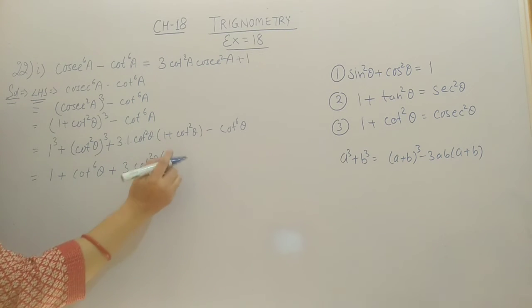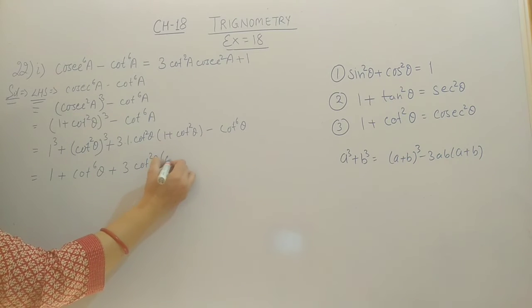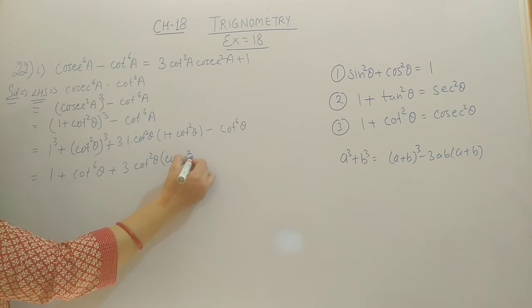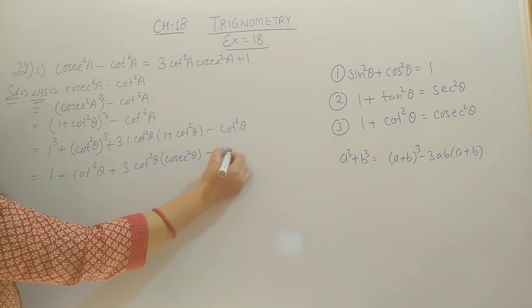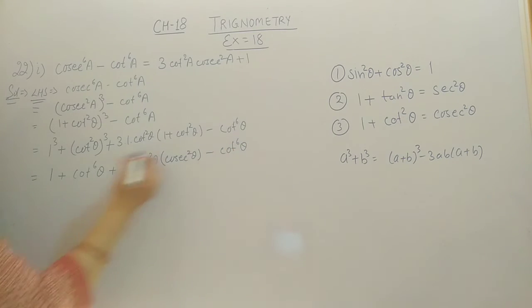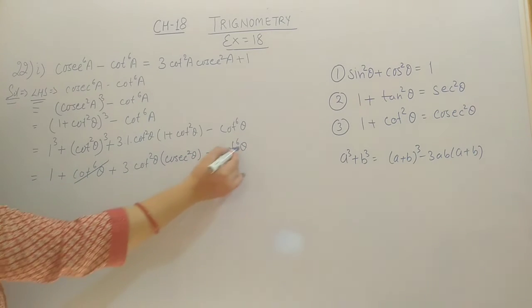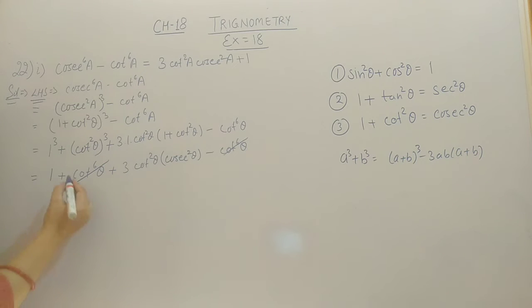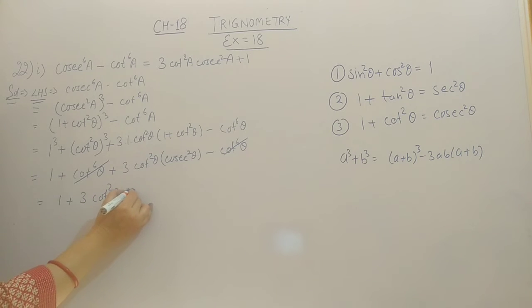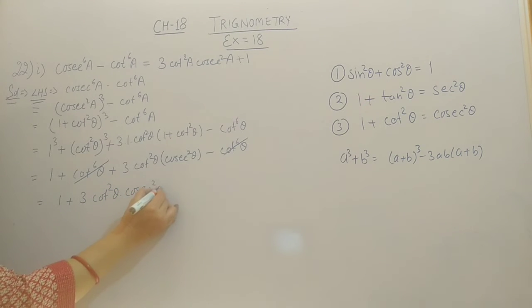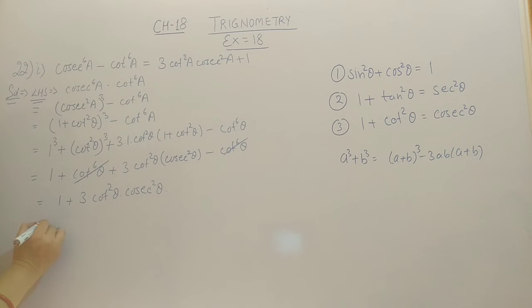1 plus cot square theta we can write as cosec square theta, minus cot to the power 6 theta. So this cot to the power 6, cot to the power 6 will cancel out. We have 1 plus 3 cot square theta cosec square theta, equal to right side, hence proved.